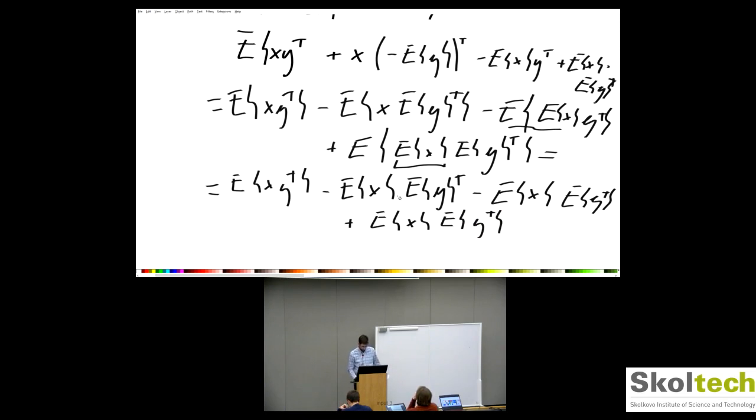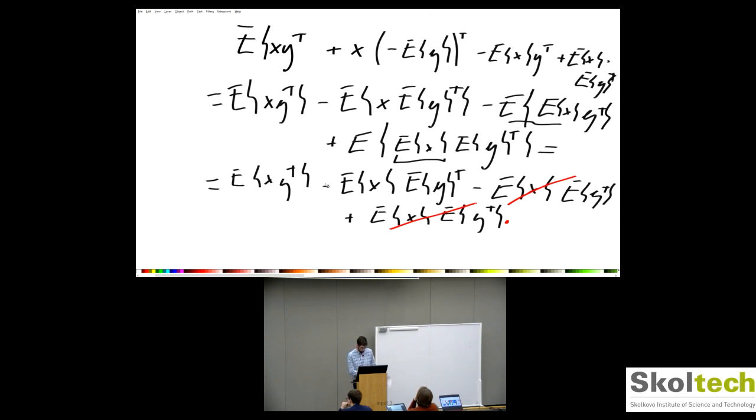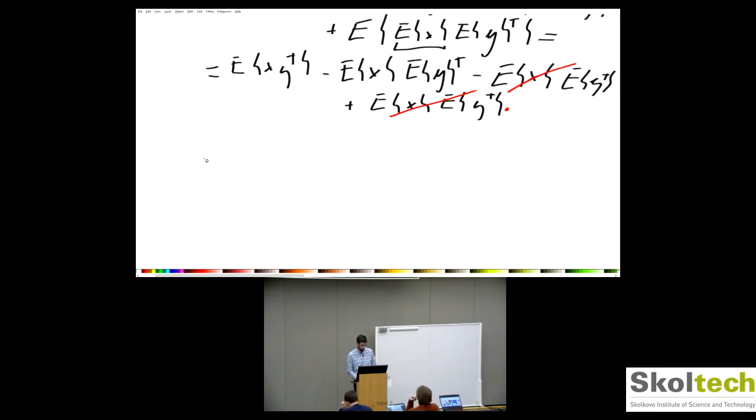Okay, and then after this, I'm going to use some color. So these two things go away. We have minus and plus, these go away. And then the final result is something that I actually described before.